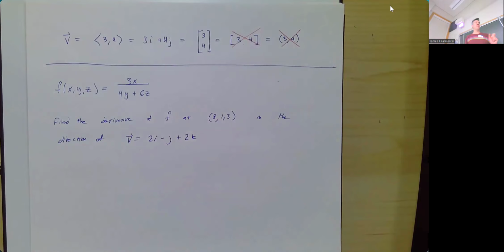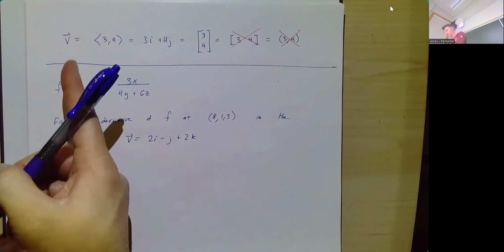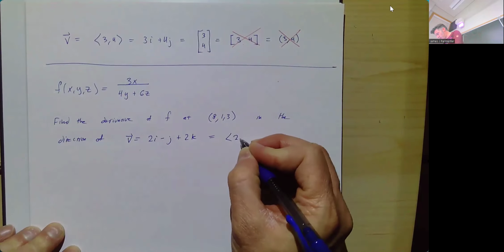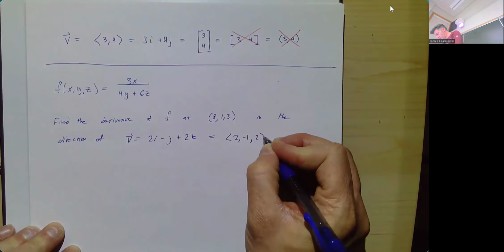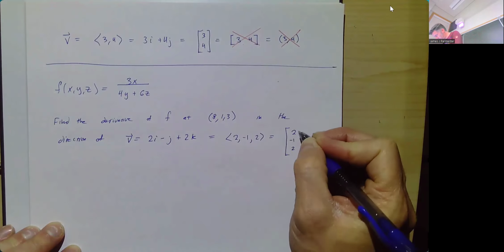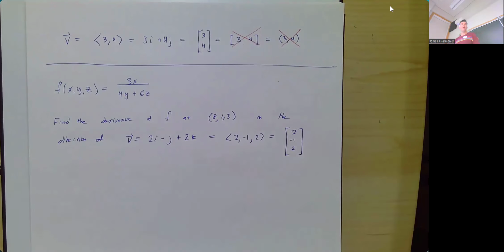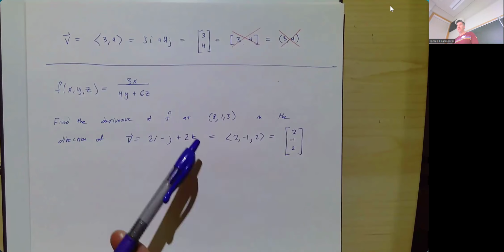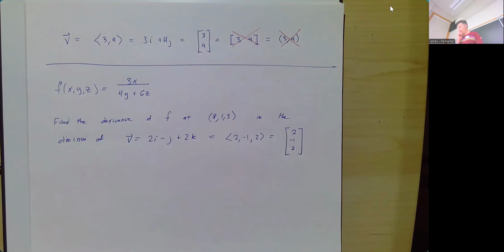So just like here, you can write this as 2i minus j plus 2k. You could also write it as 2 comma negative 1 comma 2. You could also write it as the column vector 2 negative 1 2. All of those are perfectly valid. Notably, I don't want to write it using parentheses because I just used the parentheses notation to indicate a point. We'll talk about this a little bit.